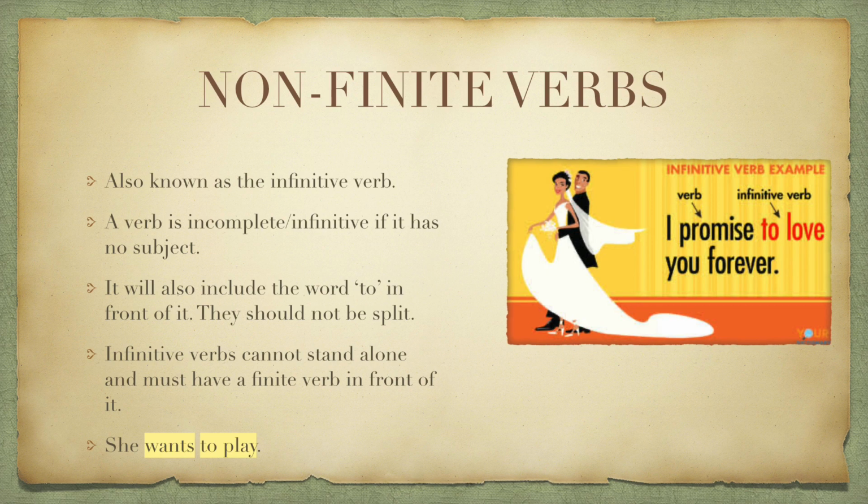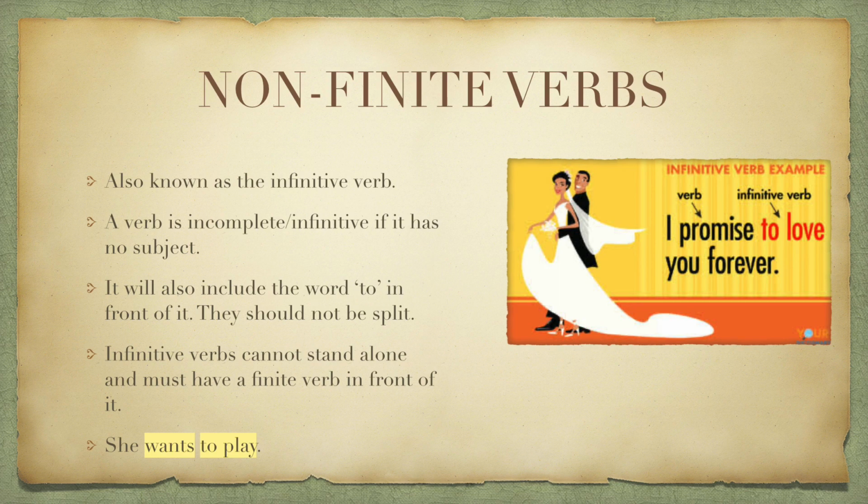Non-finite verbs are also called infinitive verbs. A verb is incomplete or an infinitive if it has no subject. It will always include the word to in front of it. For example, to be, to hold, to have, to sleep, etc. That word should never be split from to.